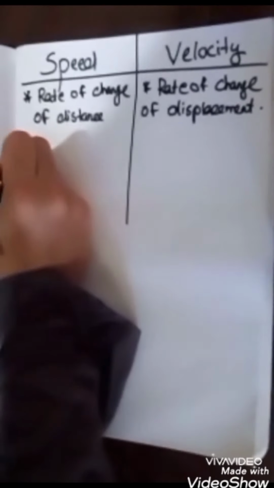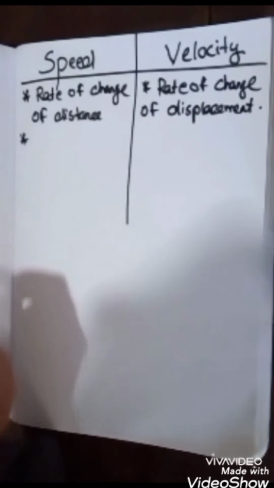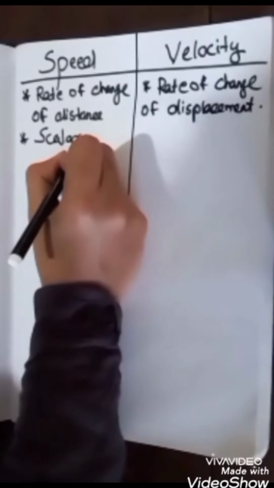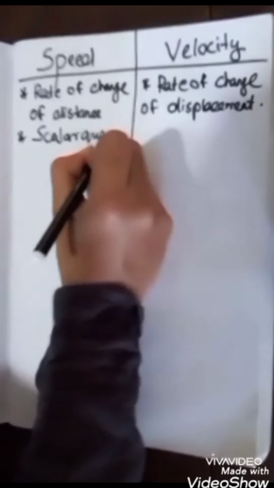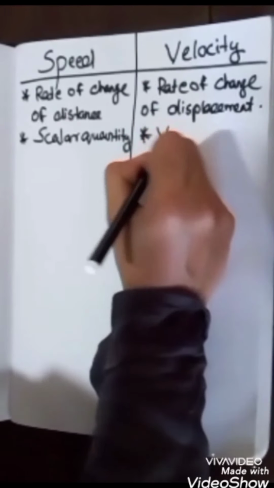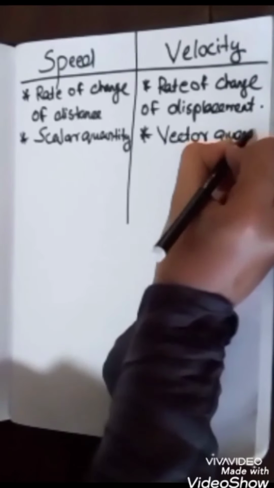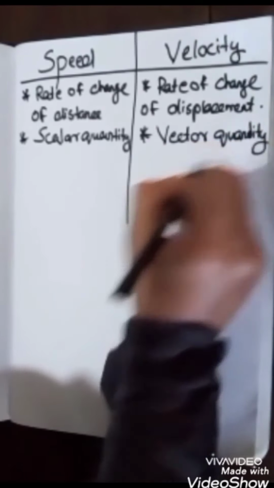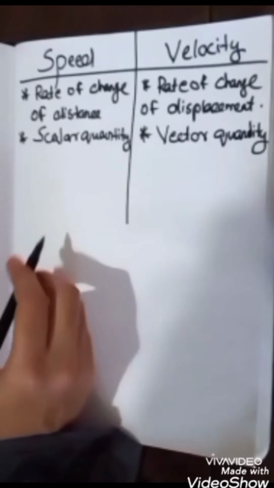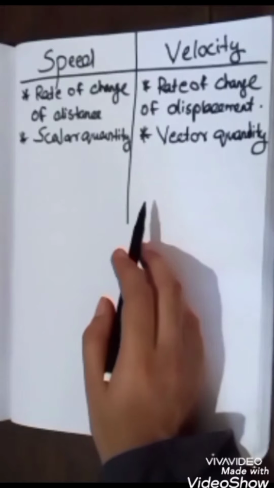Another major difference between speed and velocity is that speed is a scalar quantity, that is, it has only magnitude, whereas velocity is a vector quantity, that is, it has both magnitude and direction.